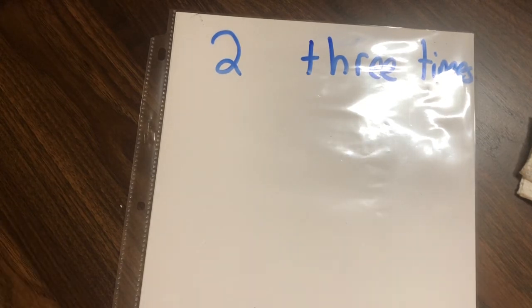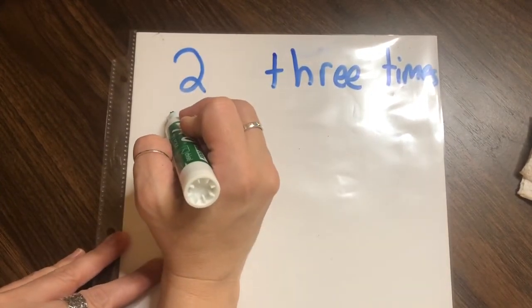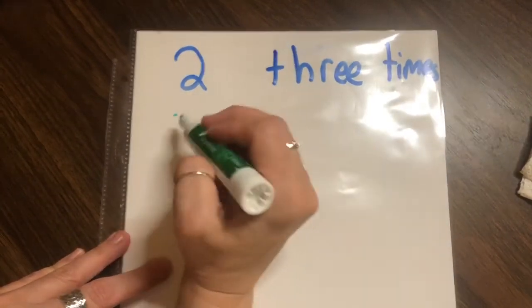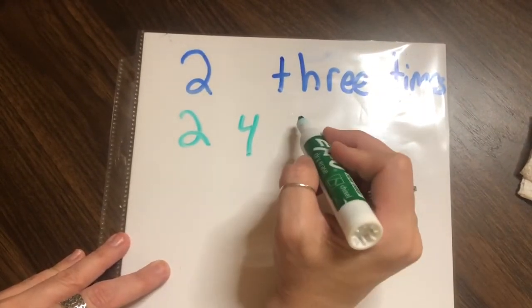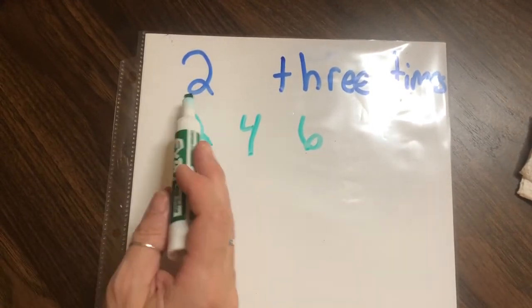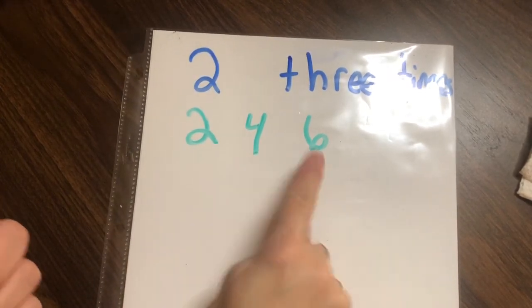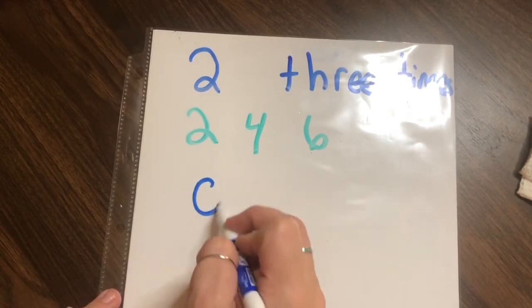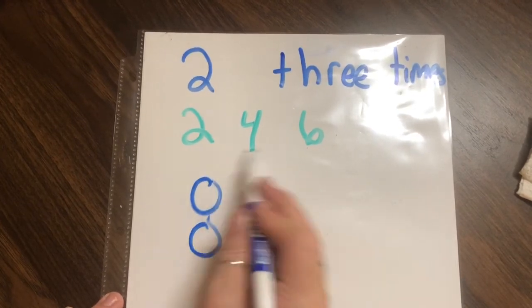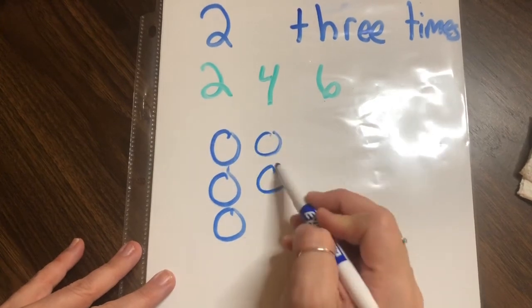For this one, I can skip count by 2s. So I don't need any tools, but if you need tools, get them out. 2, keep going. 4, 6. That's 2, 3 times. Draw an array where the number of rows equals the number of groups. Okay, so if the number of rows is going to equal the number of groups, you should have drawn 3 rows with 2 in each row.